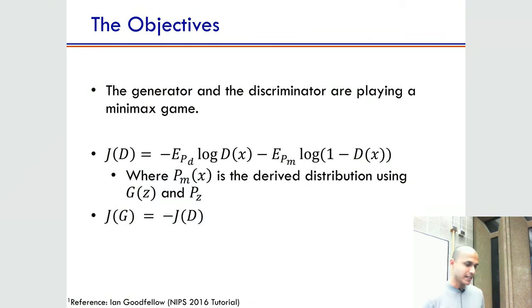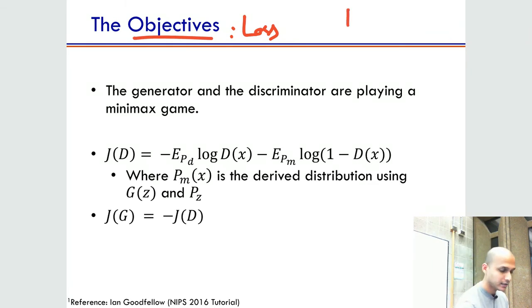So what is the objective? By which I mean just a loss function. The objective is going to be as follows. Remember, P_D was my data distribution. Think of a histogram of my corpus, and P_M was my model or generated data.